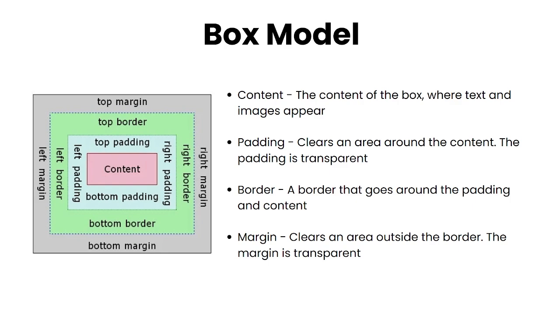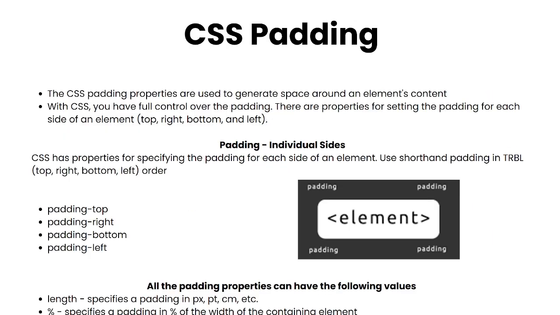Let's dive right in. We're going to be looking at the box model, which involves content, padding, border, and margin. We're going to first take a look at padding, which clears the area around the content. Padding.